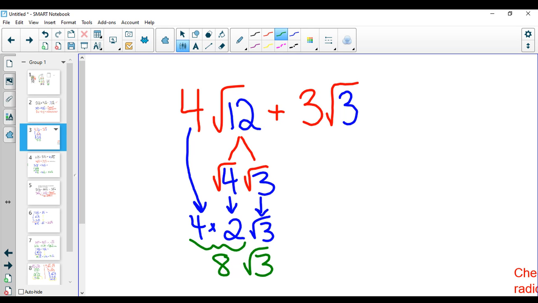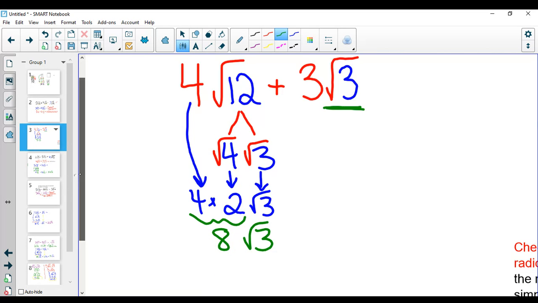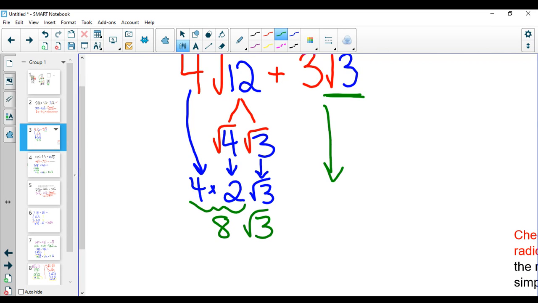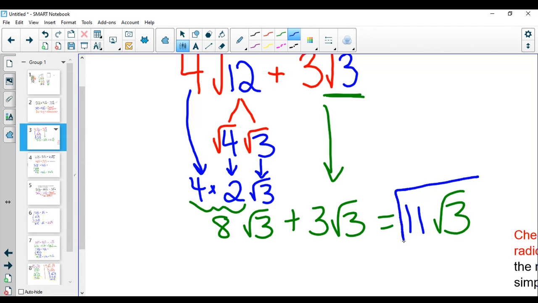And now, if you notice, this radical 3 matches with that radical 3. They are the same like terms. So now just bring this on down, and you add the numbers in front, leaving the radical 3 alone. So what is 8 plus 3? Is 11. If you need to use your calculator, use your calculator.